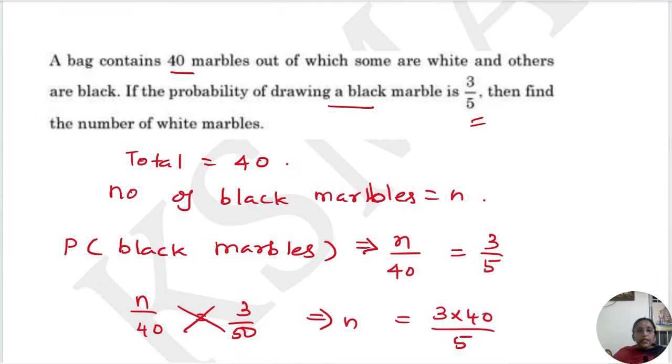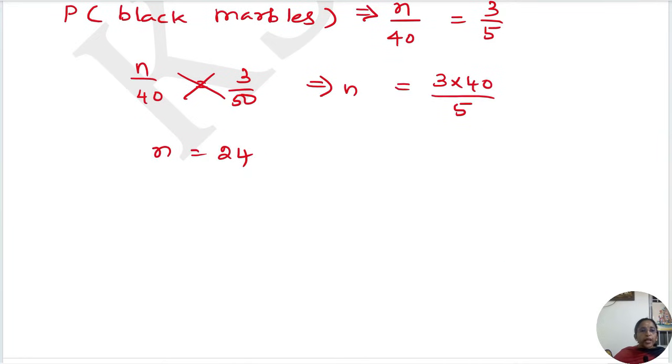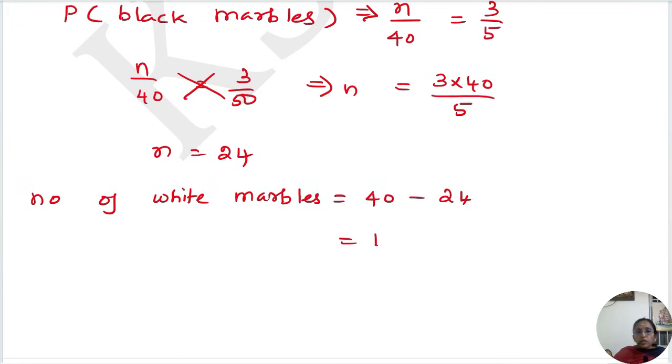What is our n? n is the number of black marbles. But we are asked to find out the number of white marbles. So the number of white marbles is equal to total 40 minus black marbles. So that is equal to 16.